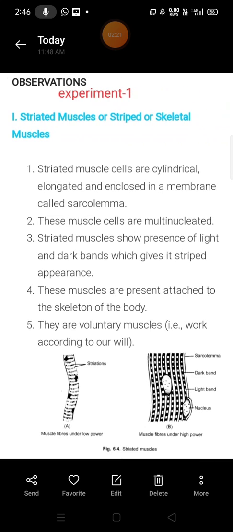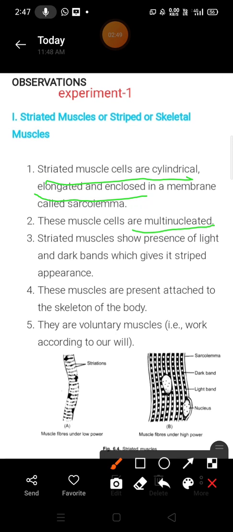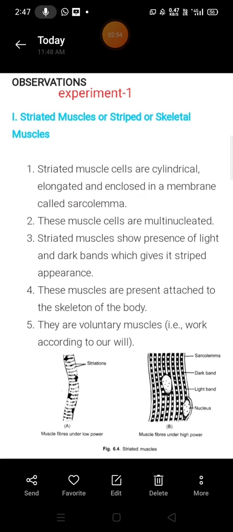So, first observation about the striped muscle. Students, all of you know that any type of muscle has an elongated shape. So three points are necessary to write in this experiment. First one is the shape of the cell. This is cylindrical and elongated. Next, multinucleated. Third one is the band pattern. And next, this is the picture of the striped muscle.